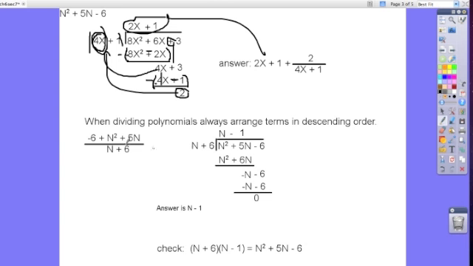Now this next problem is a little bit different in that you have to arrange them first in descending order. Notice how the n squared is the second term and the negative 6 the first term. So look what I've done here. I've taken them and arranged them in descending order. Be careful of the sign. The signs go with the number. So this is n squared plus 5n minus 6 divided by n plus 6.